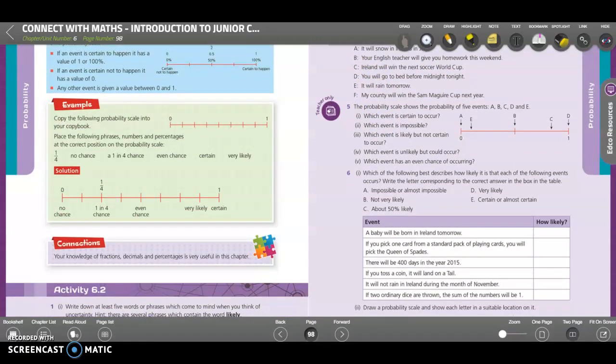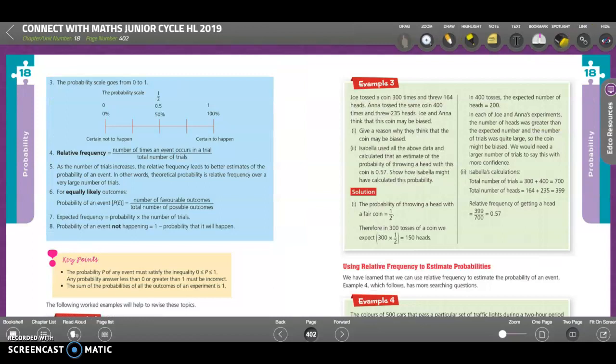Okay, so just be careful with the word certain and the word impossible. Often when we say it in everyday speech, we just mean very, very likely or very, very unlikely.